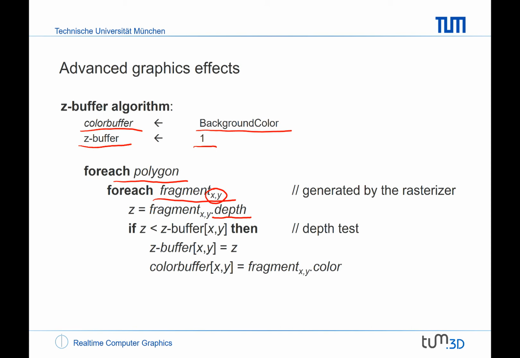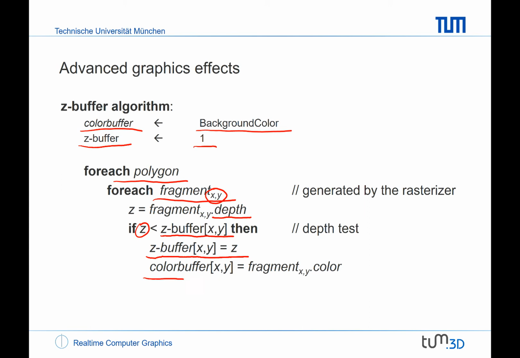And then we simply compare that fragment's depth value to the value that is currently stored in the depth buffer at that pixel location x, y. And if the fragment's depth is less than the value that is currently stored in the depth buffer, then we incrementally update the Z buffer. We let the fragment override the Z buffer value at x, y with its own Z value.